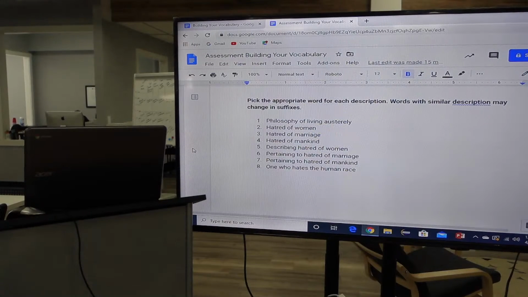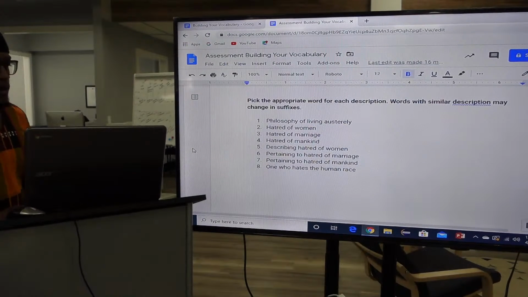Okay. So here you're supposed to be picking the appropriate word for each description. Not every word will go with each description. Number one is philosophy of living. Number two is hatred of women. Number three says hatred of marriage. Number four says hatred of mankind. Number five is describing hatred of women. Number six is pertaining to hatred of marriage. Number seven is pertaining to hatred of mankind. And number eight is one who hates the human race.